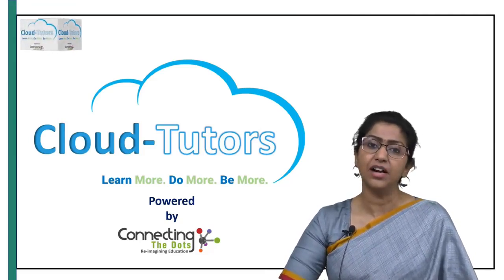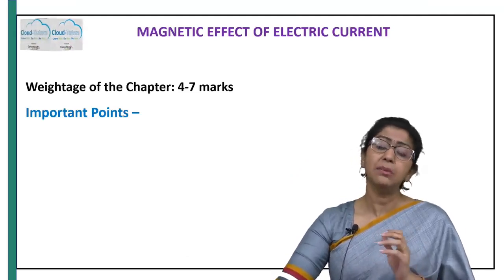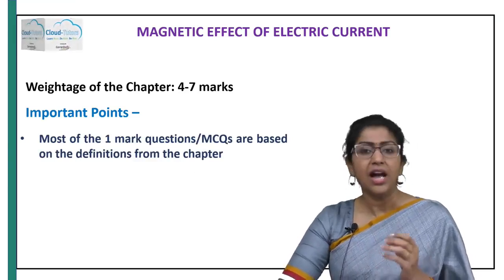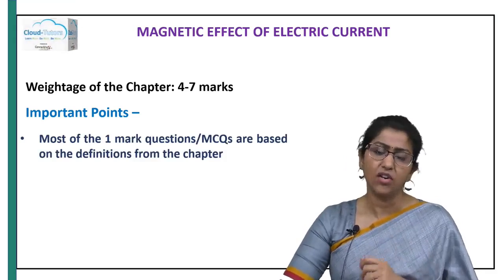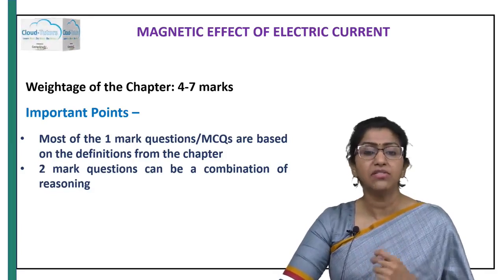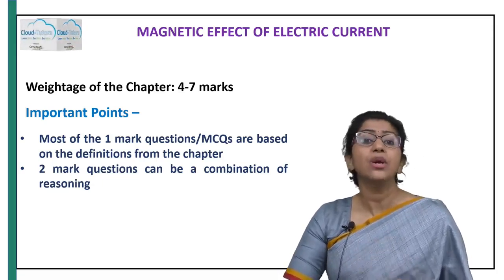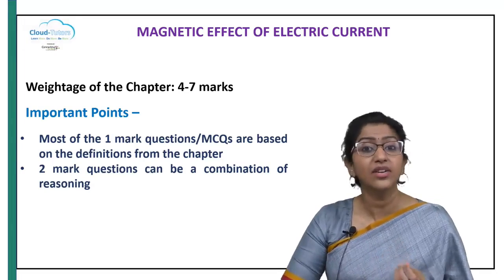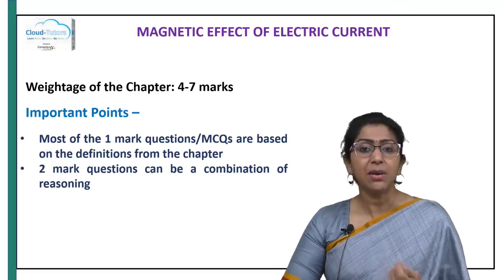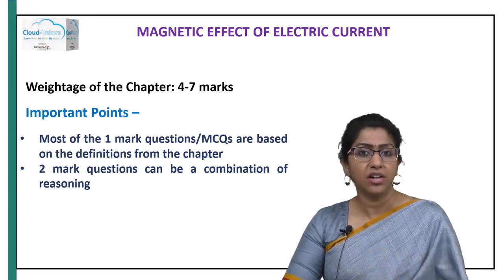So this chapter holds a weightage of 4 to 7 marks, and most of the 1 markers or short answer questions are usually based on your definitions and maybe simple understanding or reasoning based questions. The 2 marker questions can be a combination of reasoning and understanding. In this particular chapter, there are no major equations or circuit diagram based questions as you had seen in our previous chapter, that is electricity, but it is fairly simpler when it comes to equations or numericals as such.